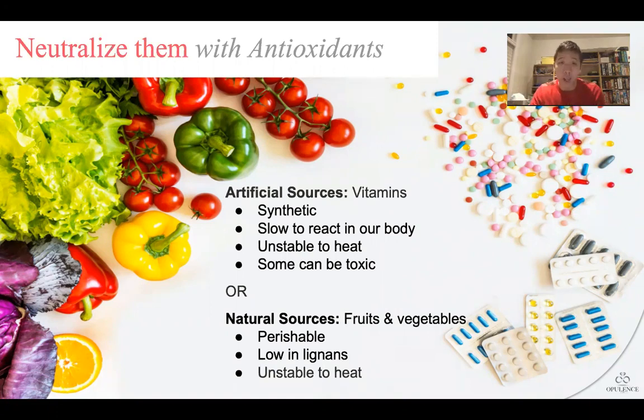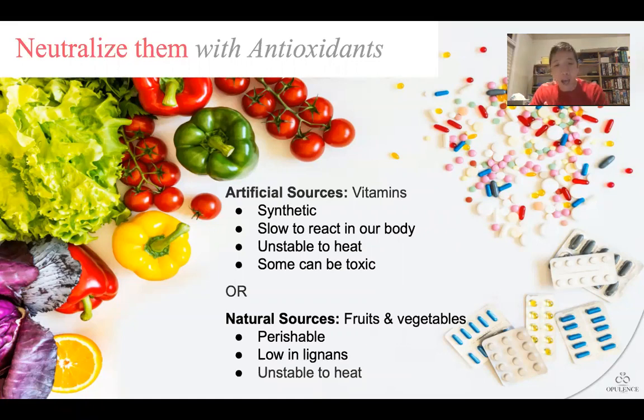A better option than the artificial source would be the natural sources. When we're very young, our parents tell us, make sure you eat your fruits and vegetables, right? Because they're much more natural, they can be absorbed a lot better than an artificial source. The antioxidants that come from fruits and vegetables are called lignans. Unfortunately, a lot of fruits and vegetables are low in lignans.